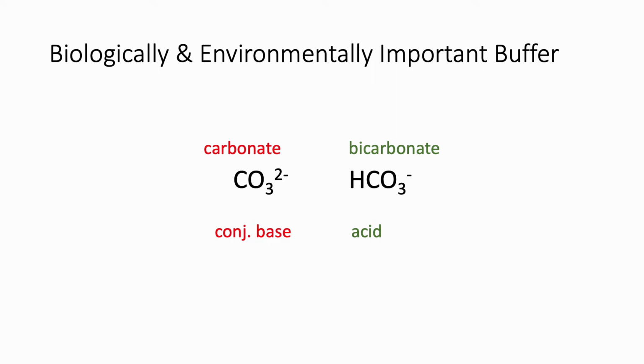Now, when we say that a buffer resists changes in pH, we mean both that it is somewhat resistant to the addition of acid, so the pH won't go down as much if you add acid, and also we mean that it's resistant to changes if you add base, so the pH won't go up as much if you add base. So let's look at how both of those work.